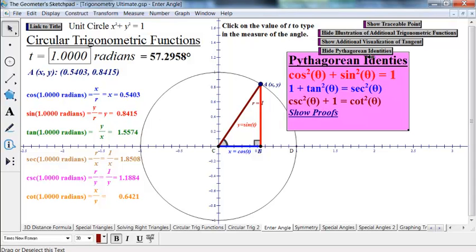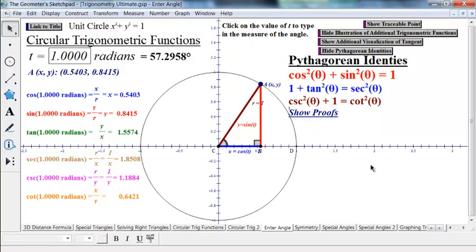Okay, we've got some Pythagorean identities. Cosine squared theta plus sine squared theta equals 1. 1 plus tangent squared theta equals secant squared theta, and cosecant squared theta plus 1 equals cotangent squared theta. Okay, so why are these true? Let's start with the red one first. Remember, on a unit circle, if we place everything on a unit circle, what do we have? We have the x and y coordinates are cosine of theta and sine of theta if the angle is theta.